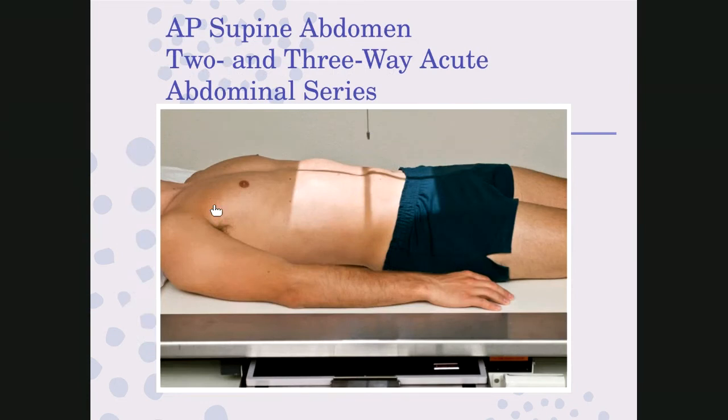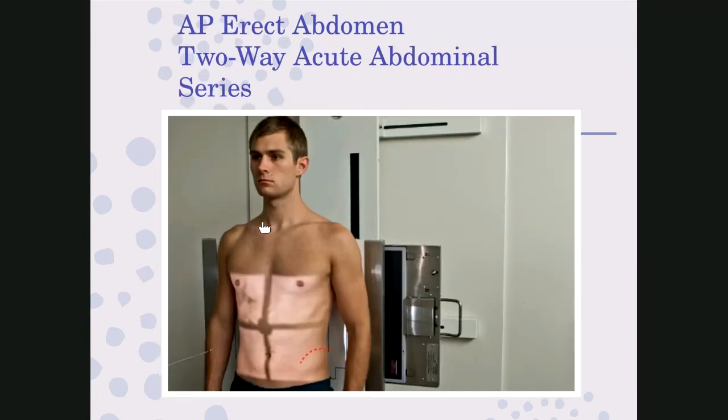Okay, so on AP supine, this is what they look like. Lying on their back, 80 kVp at 10 mAs, central ray at the iliac crest and midline. That is assuming you're on one image receptor lengthwise. If they wanted two views, this would accommodate the flat or the supine. And then if they're able to stand, this would accommodate the erect abdomen with the patient properly centered, central ray 2 inches above the iliac crest and midline. Technique would be 80 kVp at 12.5 mAs. And again, this is assuming you're on one image receptor lengthwise.